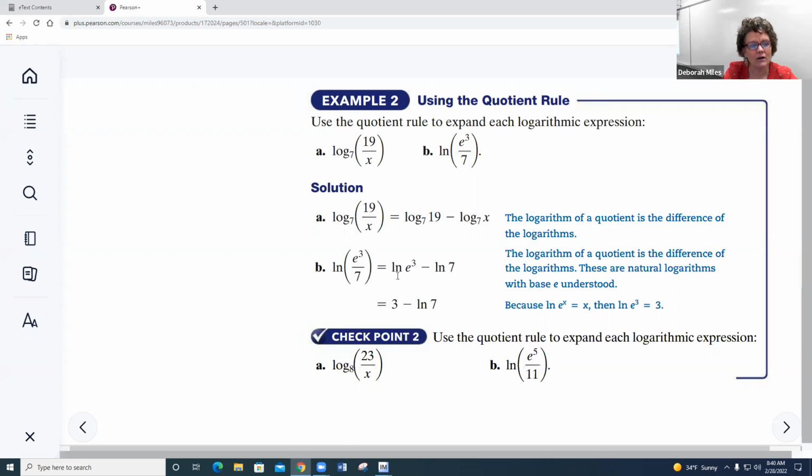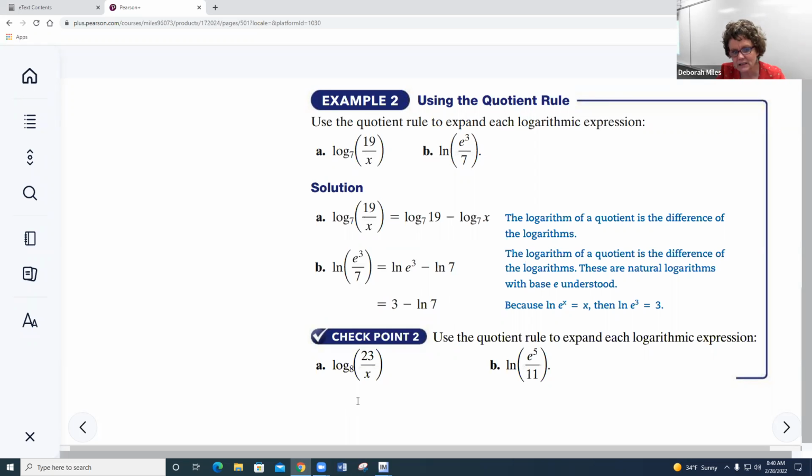What's the natural log of e cubed? Natural log and e undo each other. So what's the exponent of e that gives you e cubed? It's just 3, because natural log and e undo each other. So you could simplify that B part a little bit.